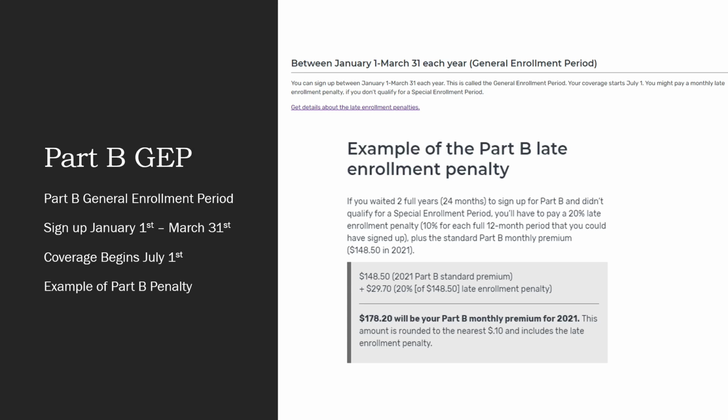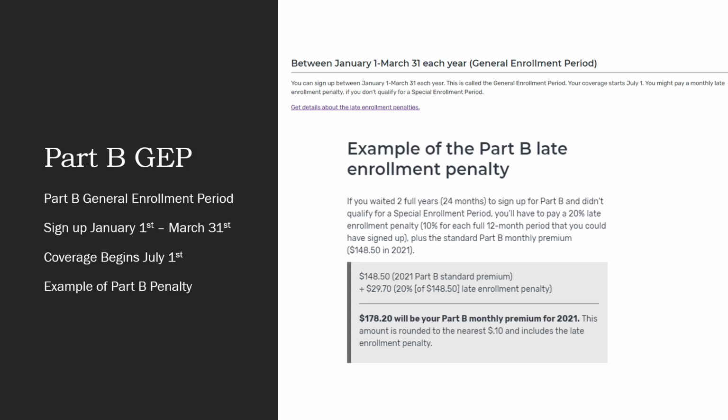This is for people who miss their initial enrollment period, and generally people who enroll in the general enrollment period have a penalty, and this is because they missed their enrollment period. Remember, for this one, coverage doesn't begin until July.